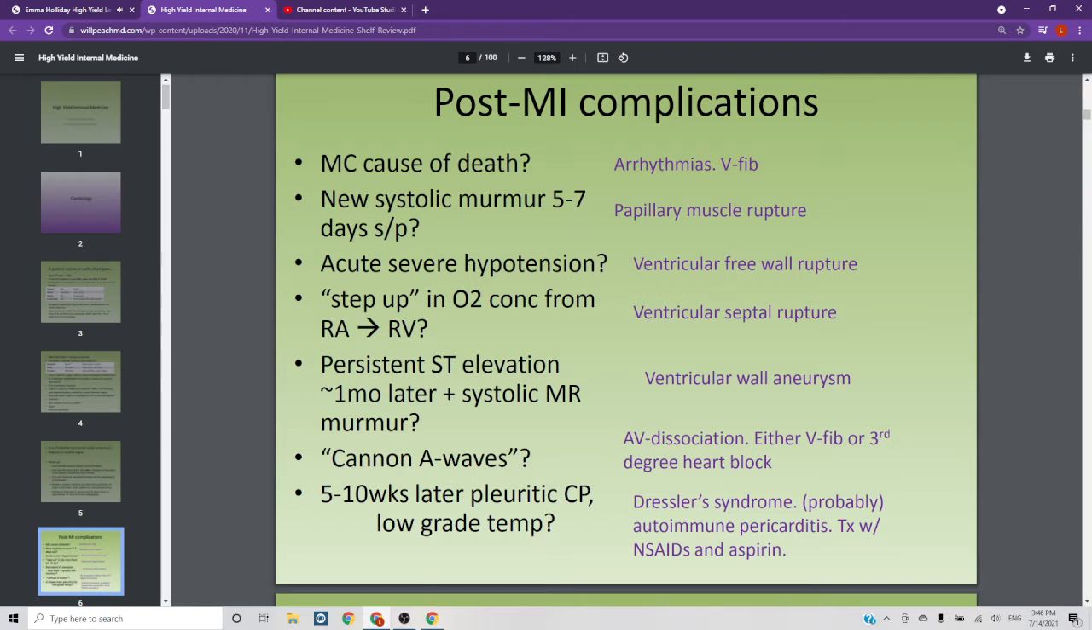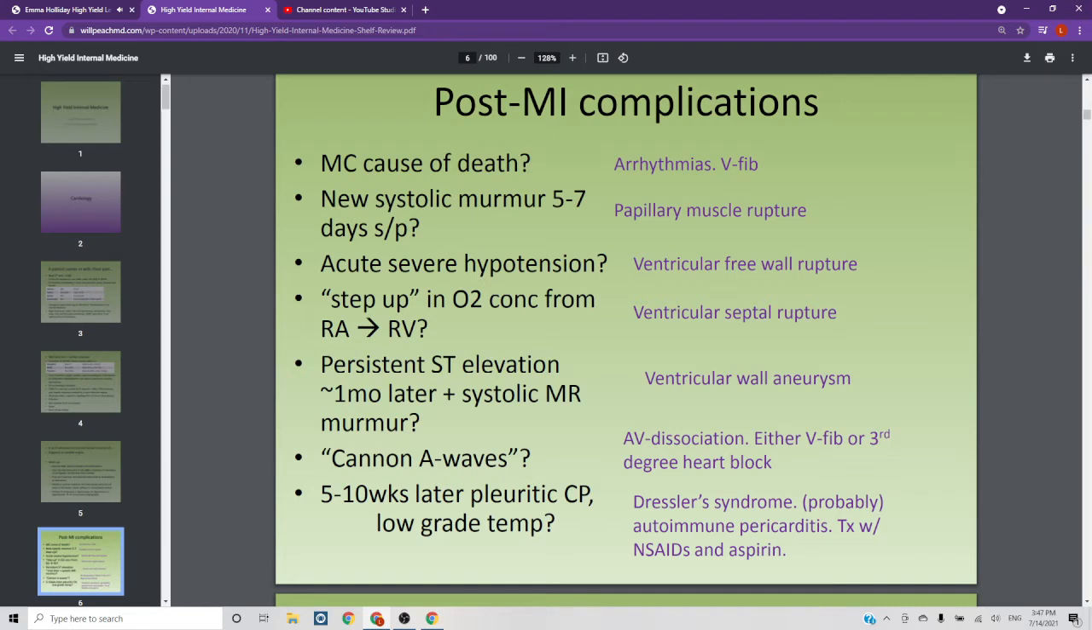If you see persistent ST elevation a month later with a systolic mitral regurg murmur, this one's kind of random. Not Dressler, I'm getting there. You're ahead of me. This is a ventricular wall aneurysm. Not sure why the persistent ST elevation. It may just be because of the thinner wall of the aneurysm inherently doesn't have the blood supply necessary, so you see the ST changes. And the MR murmur is because of the flow in and around the aneurysm outpocketing.